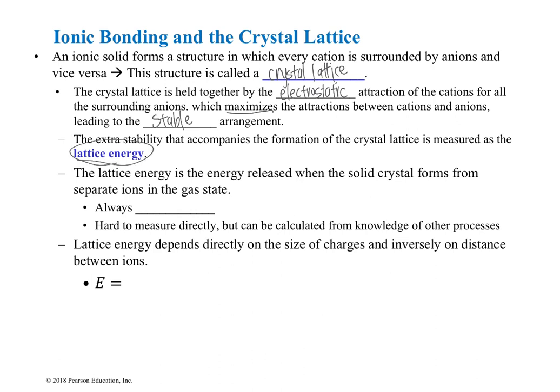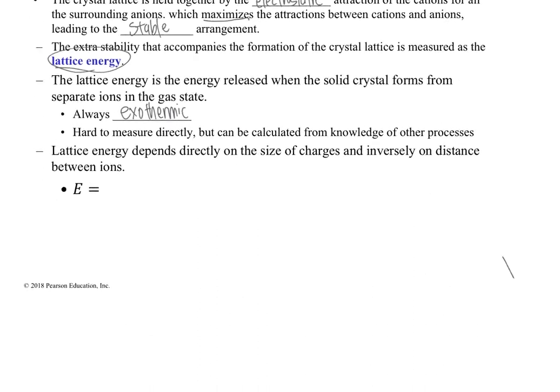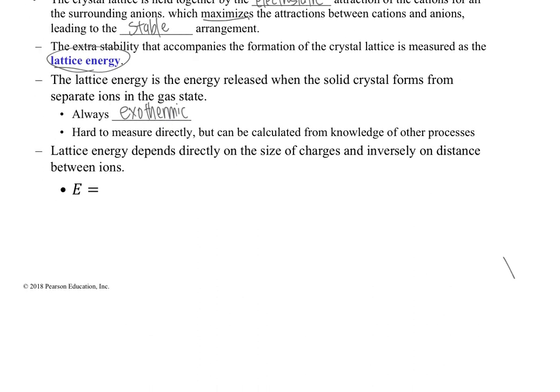That's called lattice energy. This is the amount of energy that gets released when we form the crystal structure. It is always exothermic, and it's really hard to measure directly, but we can use Hess's law and all of the other processes to calculate it. Since lattice energy is due to electrostatic attraction, it depends on the charges of the ions as well as how far apart they are from each other.